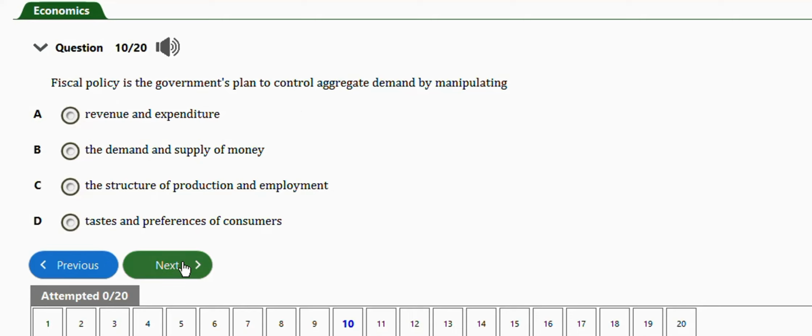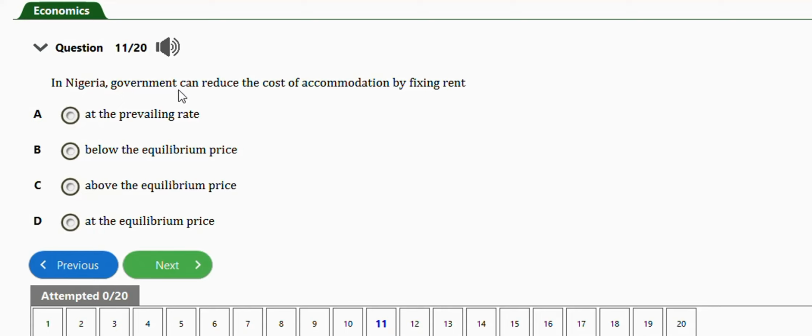Next question. It says, the Nigerian government can reduce the cost of accommodation by fixing rent at the prevailing rate, below the equilibrium price, above the equilibrium price, at the equilibrium price. The right answer is option B, below the equilibrium price.